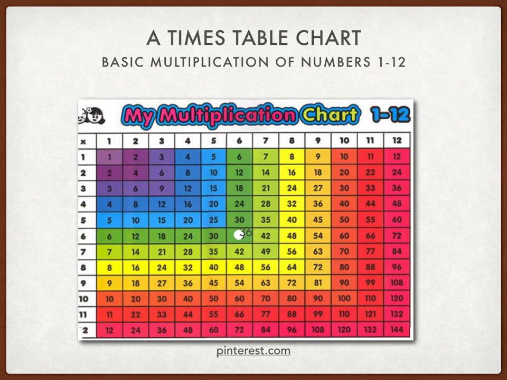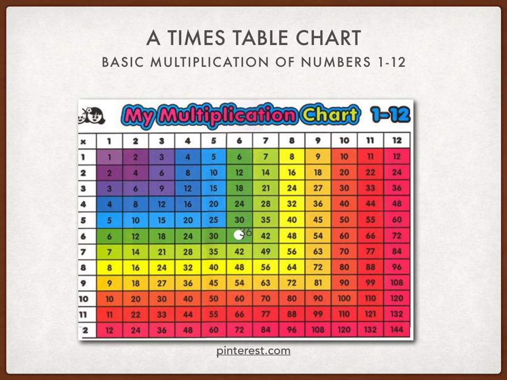A times table chart, basic multiplication of numbers 1 through 12. As you can see on the left in white, there are numbers 1 through 12, and going across the top, there are numbers 1 through 12 also. Each number counts by its times table number. So in the 2s, they count by 2s. In the 3 column, they count by 3s. In the 4 column, they count by 4s, and so on.